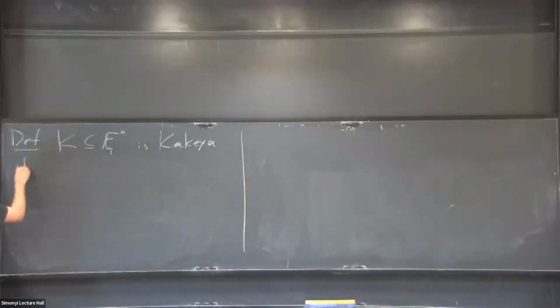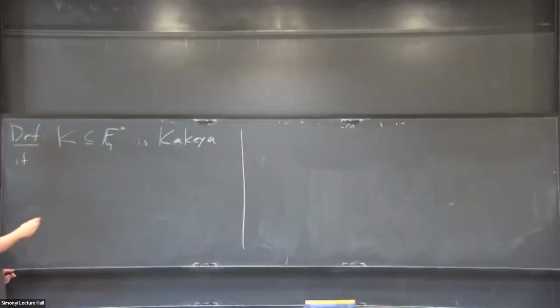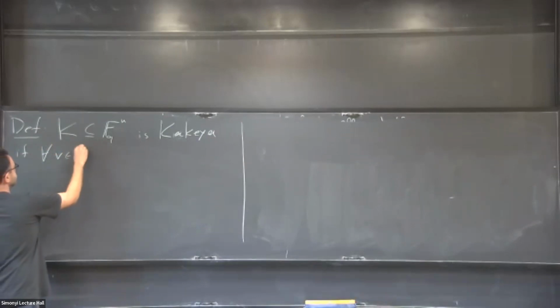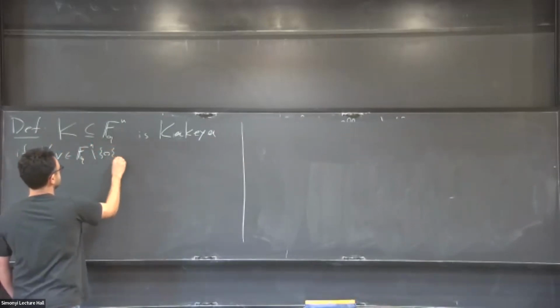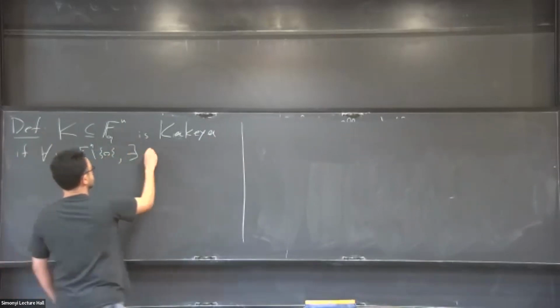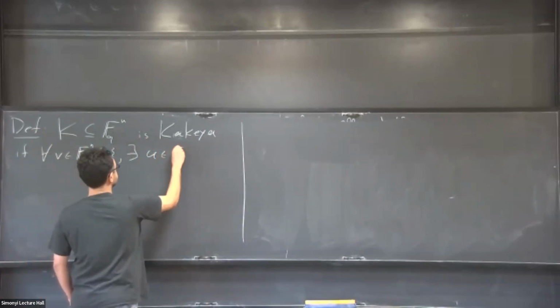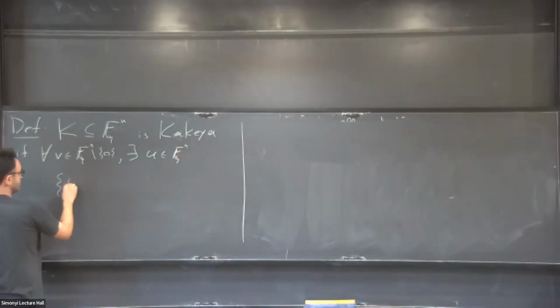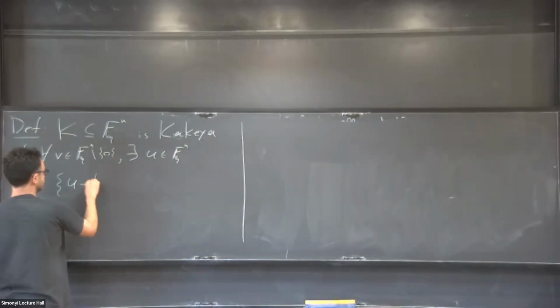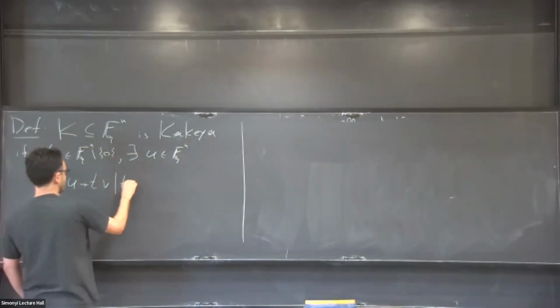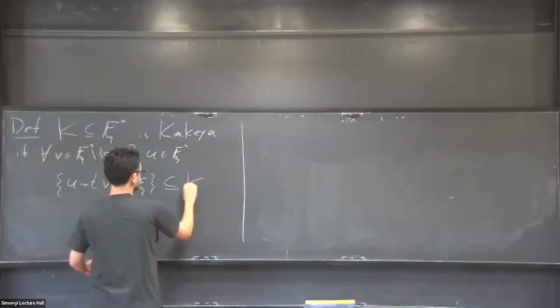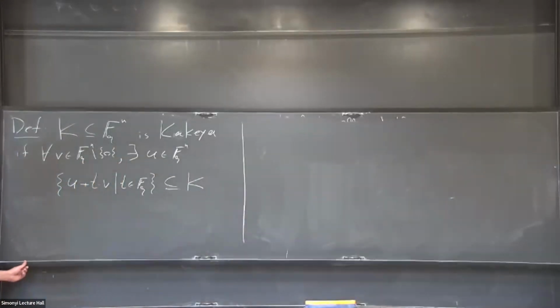If it contains a line in every direction. So formally, if for every direction v, which is non-zero, there exists some point u such that the line through u in direction v is contained in K.